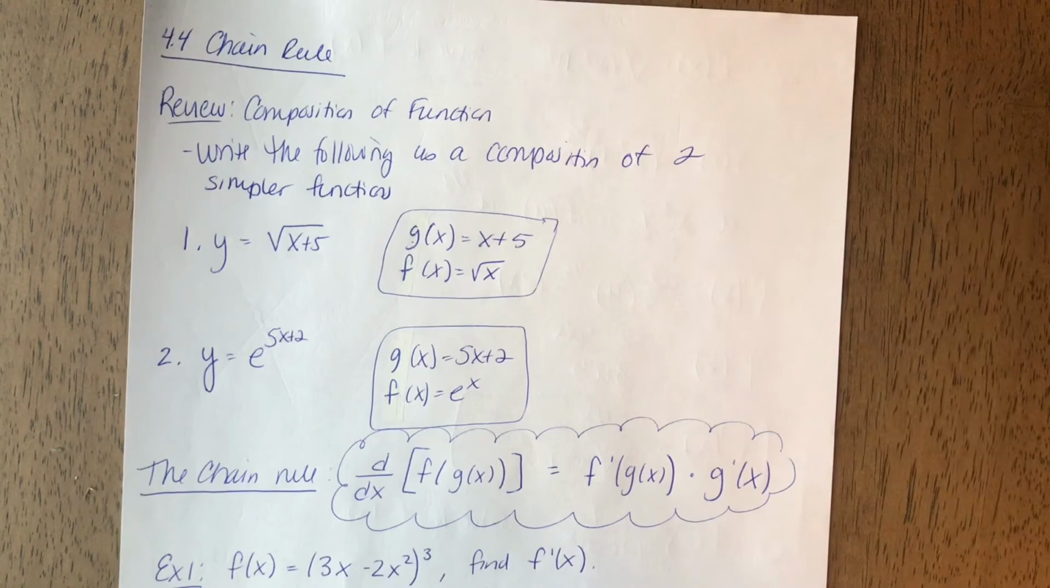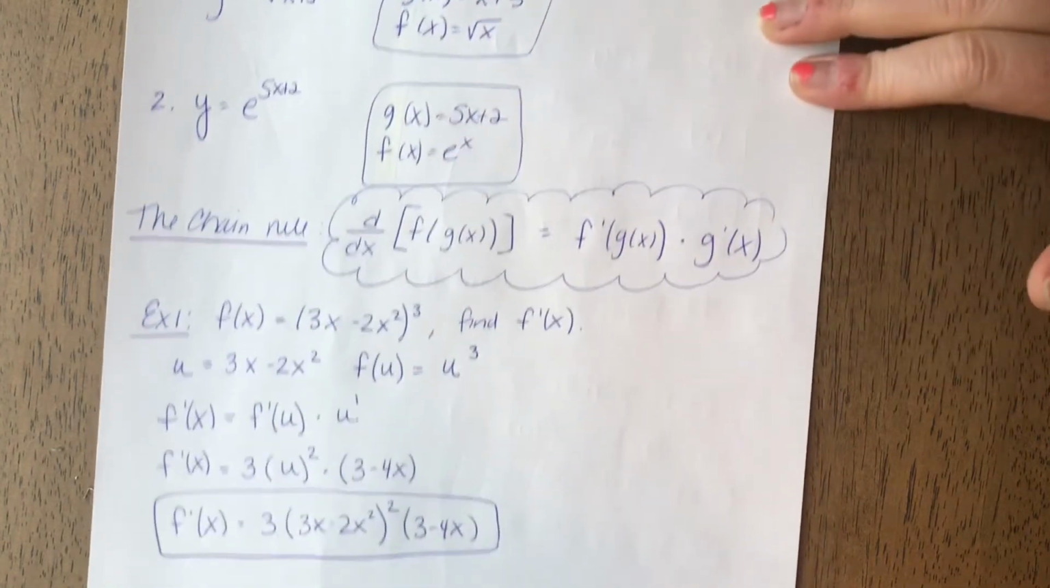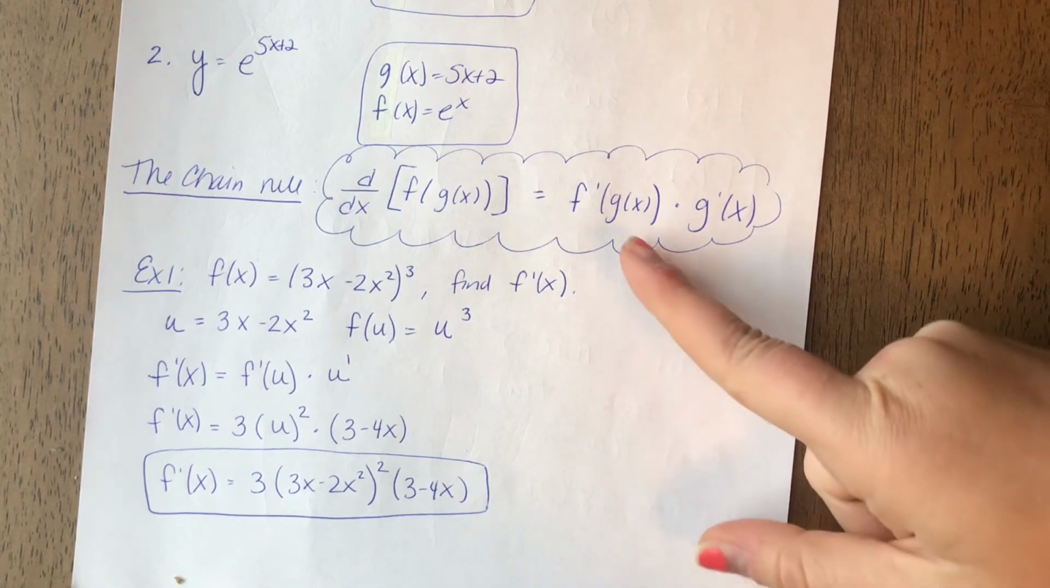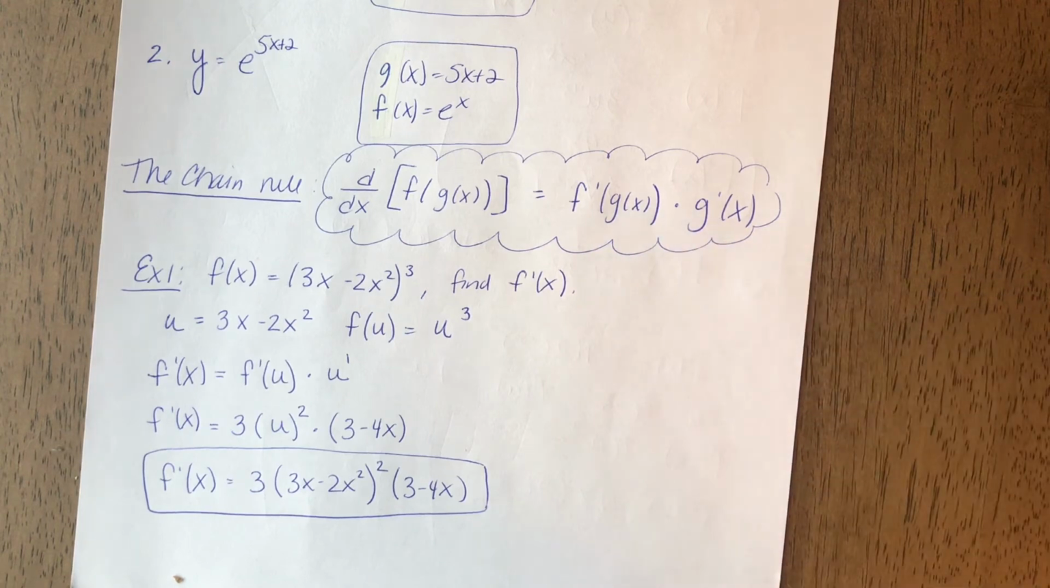Example 2, we're left with an e to the x. So e to the power of 5x plus 2. So again, a linear function, I'm going to set as my g of x function, and my f of x function is e to the x. So the chain rule is when we're trying to find the derivative of functions within functions. And it's f prime of g of x times g prime of x.